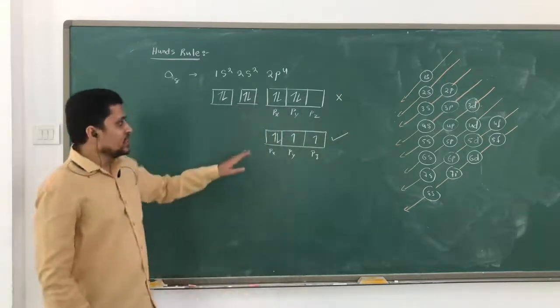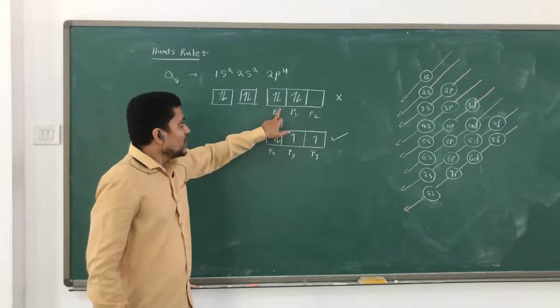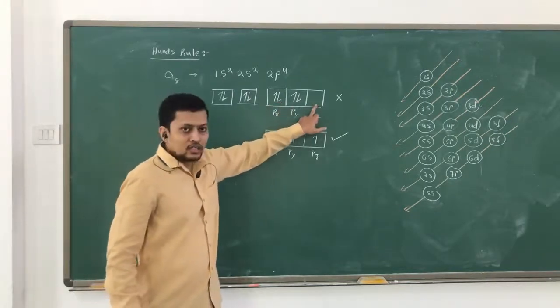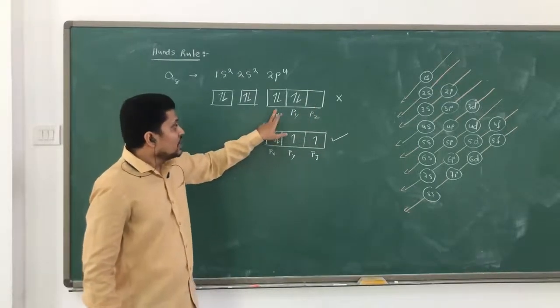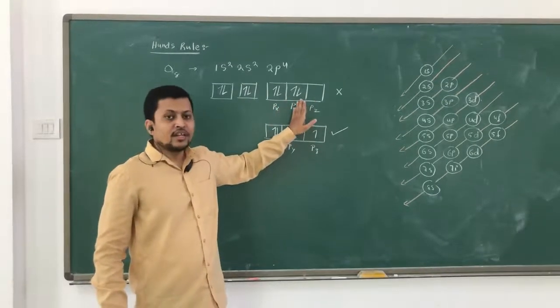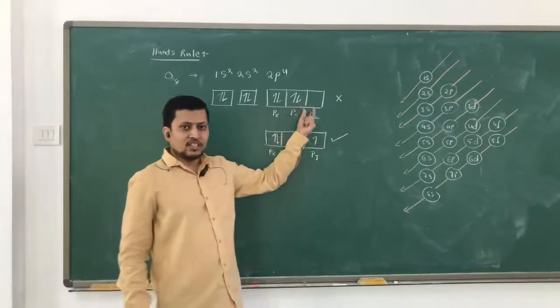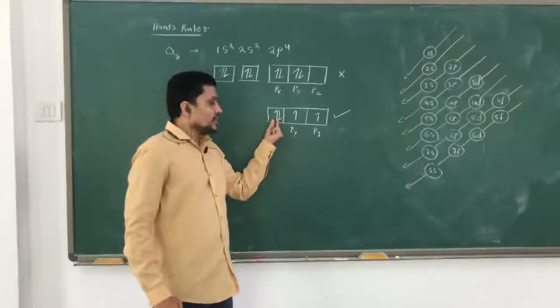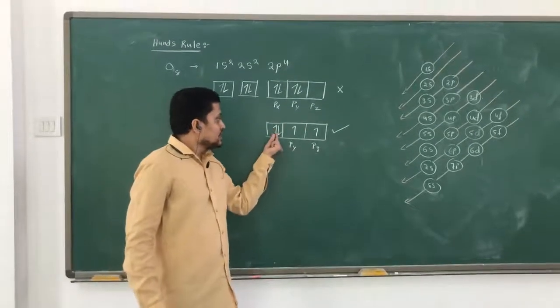So what does Hund's rule say? Hund's rule says in the p orbital, we have three suborbitals or three subshells. So these three subshells are degenerate. What does degenerate mean? Having equal energy. If they are having equal energy, then the electrons will enter singly first.